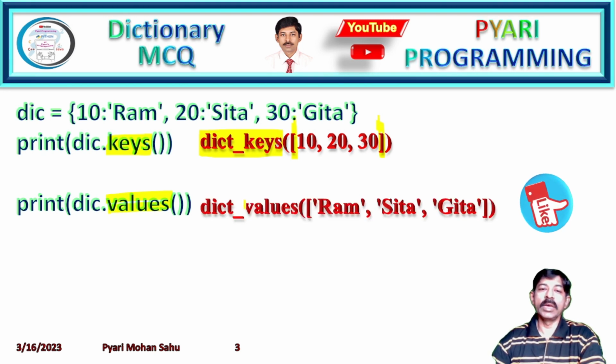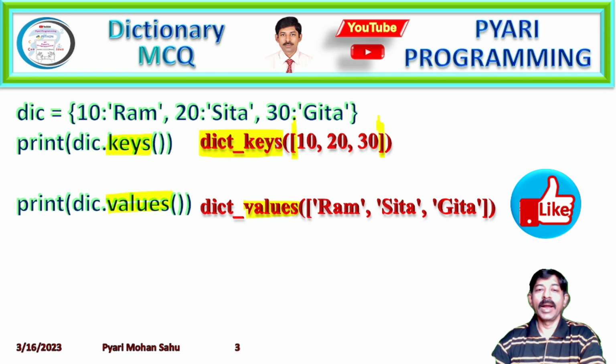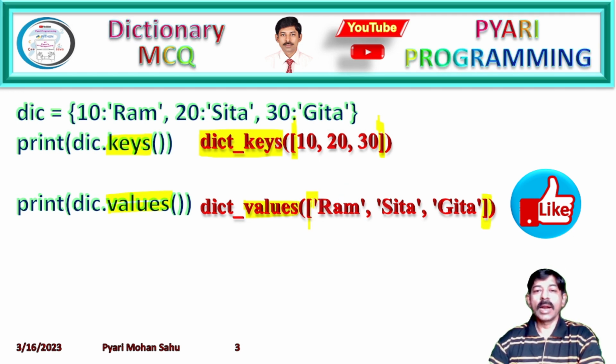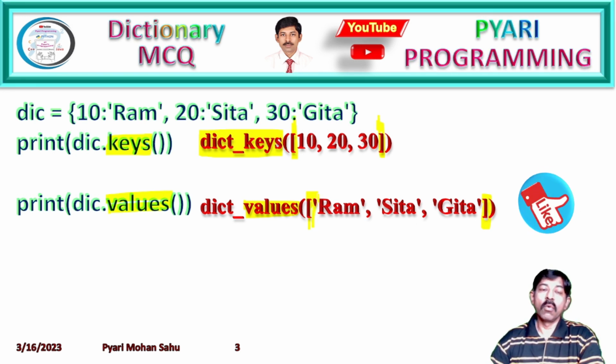If I'm going to use values function over here, again the same thing will be available, but instead of keys we'll get values and the result will be in the form of list again, where the data is of type string. So that's why it is in quotes and only values it is returning, Ram, Sita and Gita.